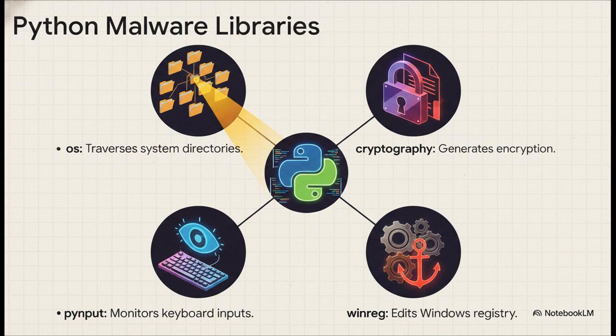You've got the OS library, which allows a script to rapidly traverse system directories just hunting for target files. Then there's cryptography.fernet, enabling symmetric encryption generation, basically building the lock. Pynput is practically tailor-made for keyloggers because it allows complete monitoring and control of keyboard inputs. And winreg, which manipulates the Windows registry so the malware persists, meaning it survives even if you reboot your machine. Now remember, these libraries are completely neutral tools. It's the attacker's intent that turns them into weapons.